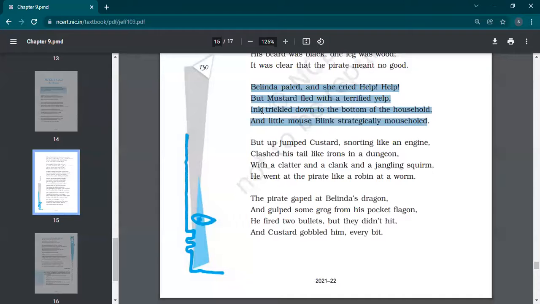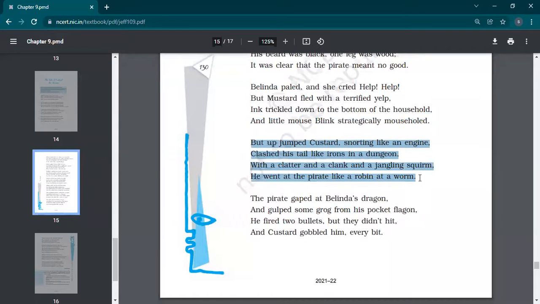That mouse went into the mouse hole. This is the safest place for a mouse. And Ink, that black colored kitten, also found a safer place. Fine, ran down towards the bottom of the house, as if he had already planned to save himself. So he ran towards the bottom of the house. That cat and little mouse are hiding in the mouse hole. So this is the reaction.